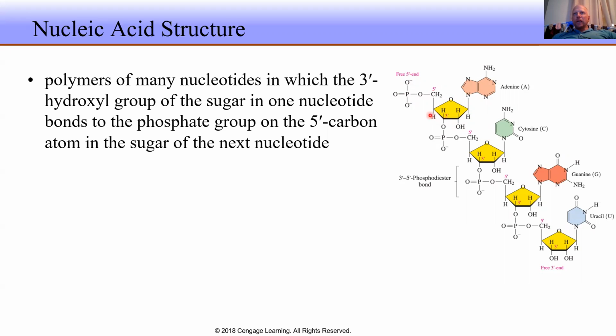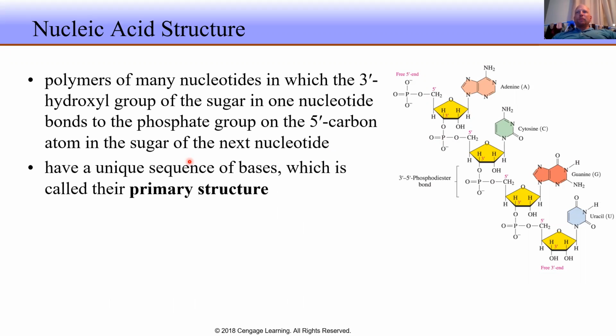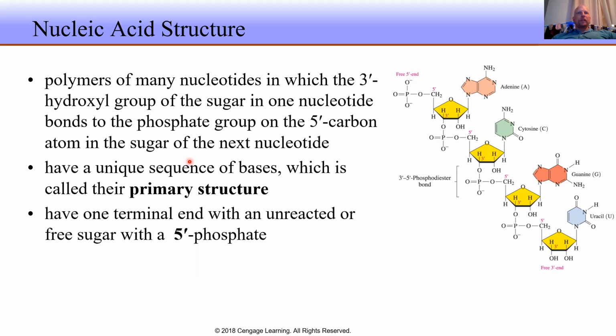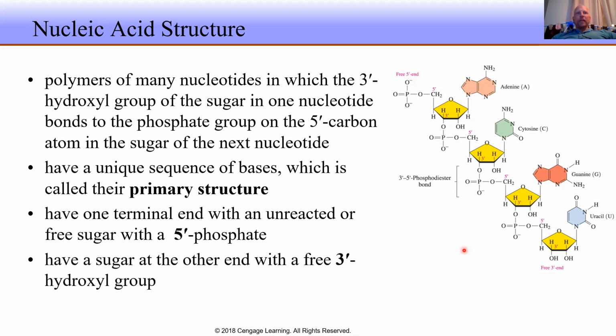So what happens, we have a chemical reaction between the phosphate group on one part of the sugar and the 5' carbon atom on the next nucleotide. We call the sequence the primary structure when we talk about the sequence of DNA and RNA. So we have the 5' unreacted phosphate on that end, and we have the sugar on the other end with the free 3' hydroxyl group. So that's the free 3' end.